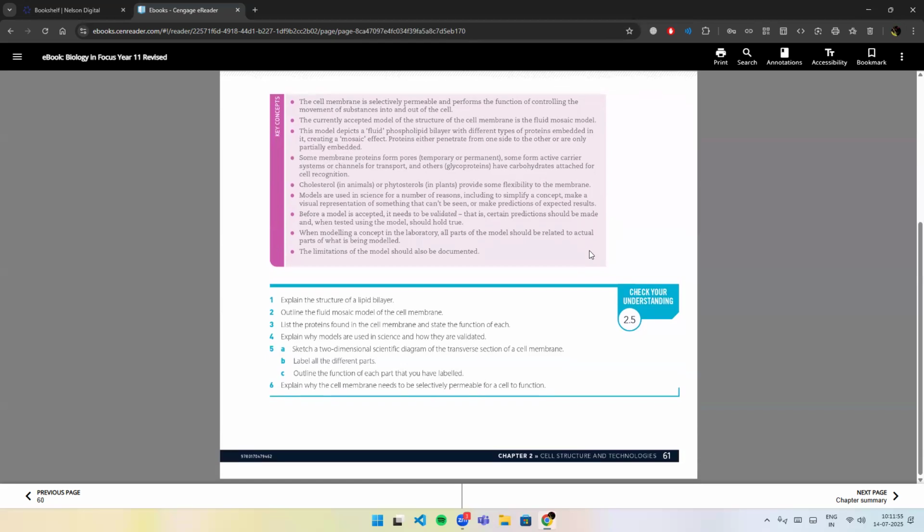Models are used in science for a number of reasons, including to simplify a concept, make a visual representation of something that cannot be seen, or make predictions of expected results. Before a model is accepted, it needs to be validated. That is, certain predictions should be made, and when tested using the model they should hold true. When modeling a concept in the laboratory, all parts of the model should be related to actual parts of what is being modeled. The limitations of the model should also be documented.